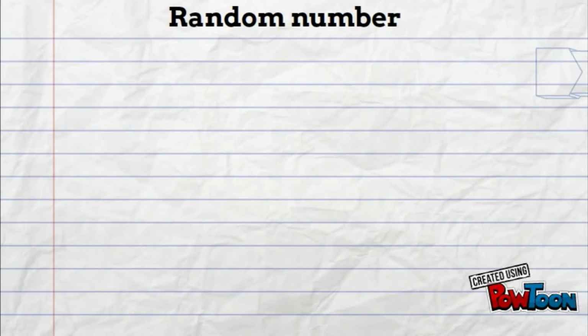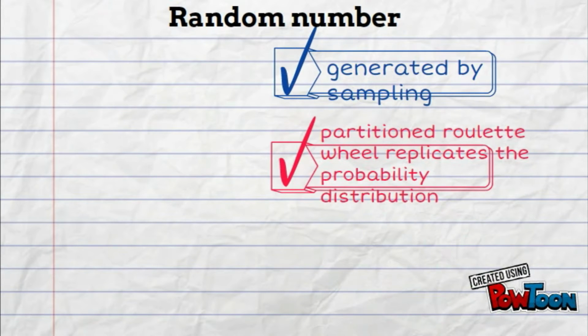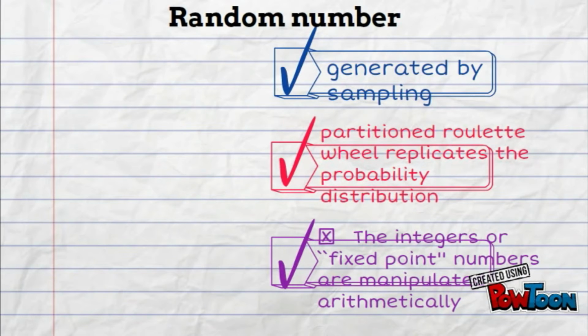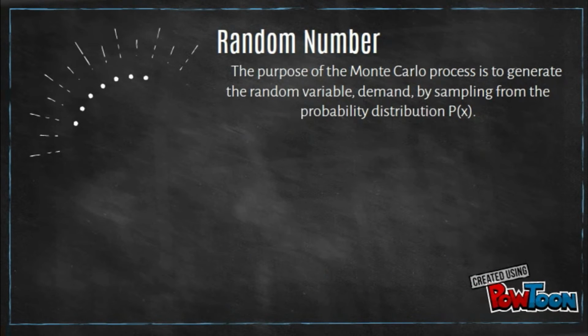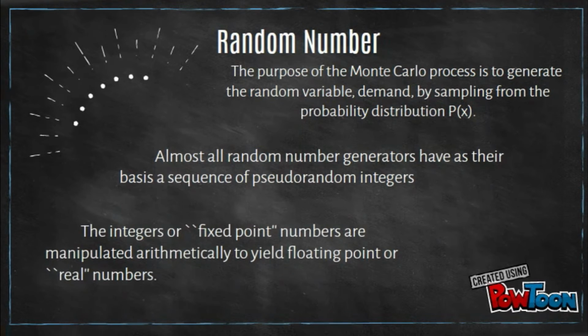What is a random number? It's generated by sampling and is partition ruled. They reproduce the probability distribution, and the integers or fixed point numbers are manipulated arithmetically. The purpose of the Monte Carlo process is to generate the random variable demand by sampling from the probability distribution. Almost all random number generators have at their basis a sequence of pseudo-random integers, and the integers or fixed point numbers are manipulated arithmetically to yield floating point or real numbers.